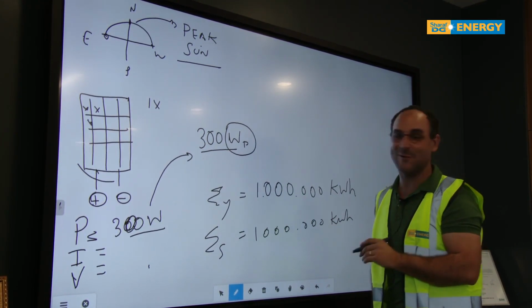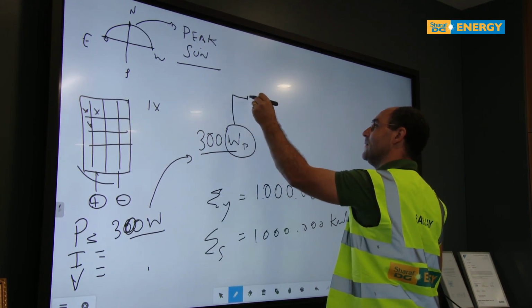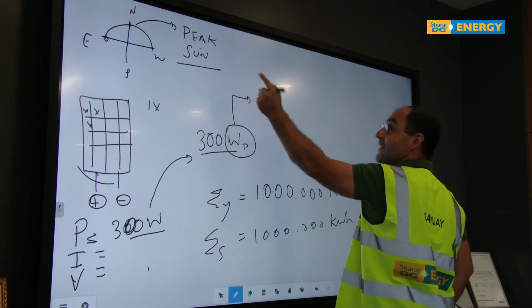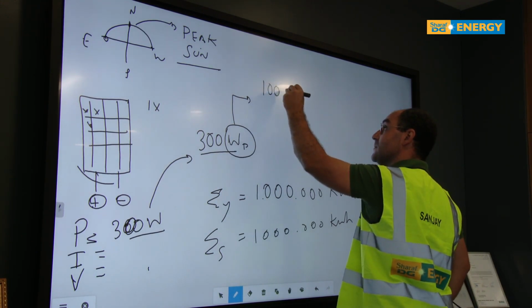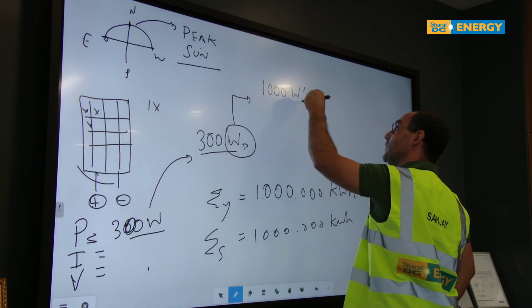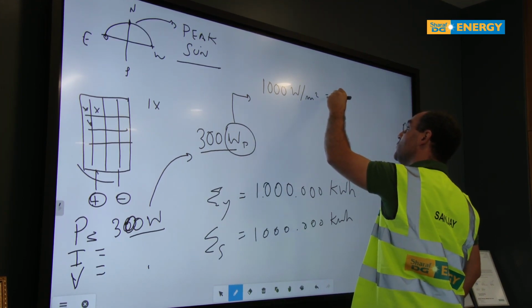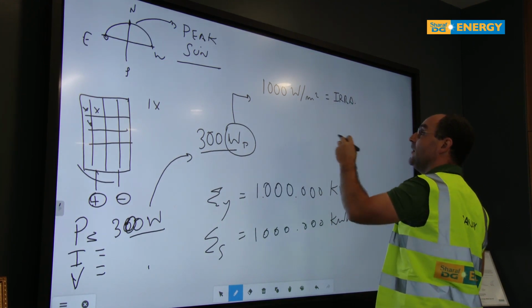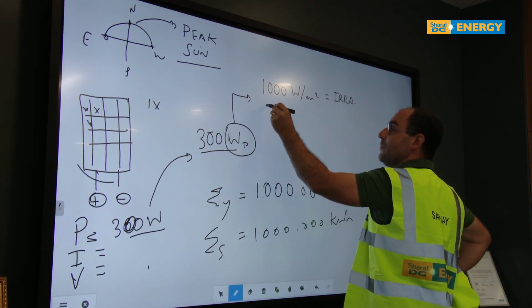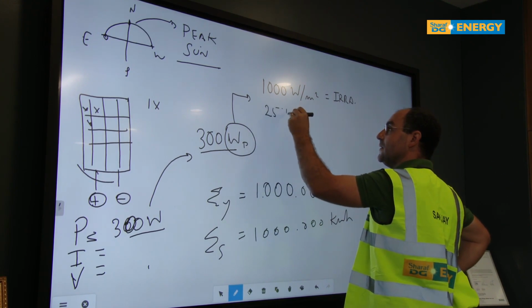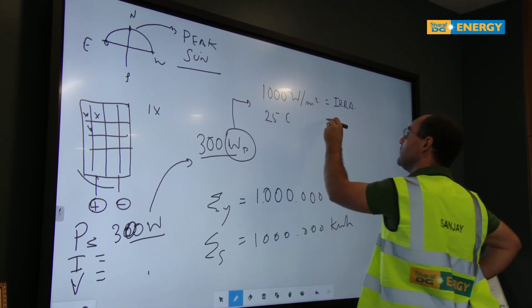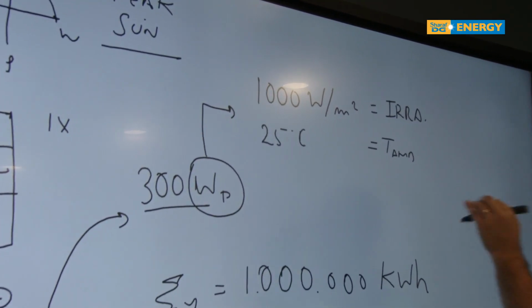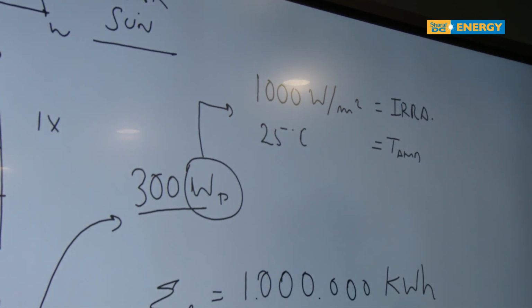So far so good. Okay, so what are the conditions that we are referring to, right? So the sun should be at 1000 watts per square meter, and this is what we call irradiance, okay? And we should have a temperature of 25 degrees Celsius, okay? And there are some more technical details, but it's not relevant for you.